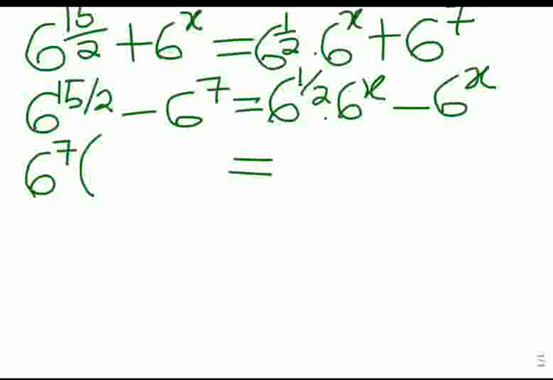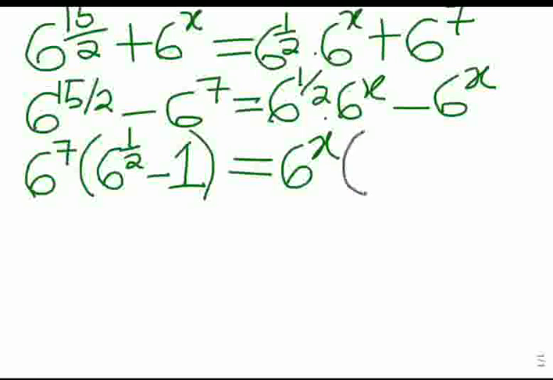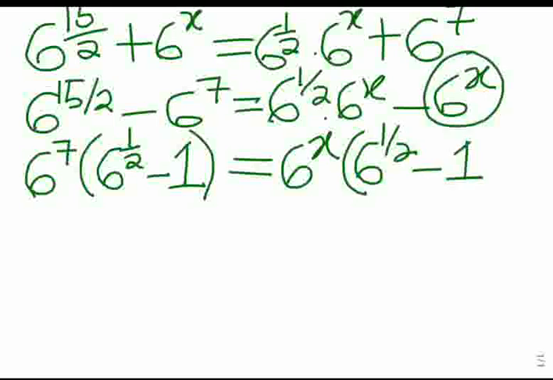From the rule of indices, division becomes subtraction of the powers. So 7.5 subtracts 7, leaving behind half. Minus 6 raised to power 7 divided by 6 raised to power 7 gives us 1 there. Factorizing the right hand side, what is common there is 6 raised to power x. The whole of this divided by 6 raised to power x leaves behind 6 raised to power half minus 1.